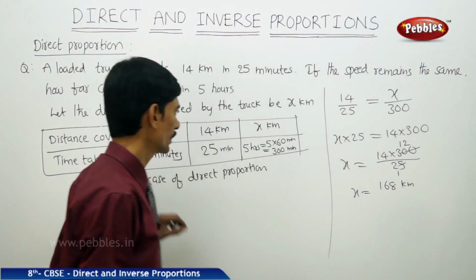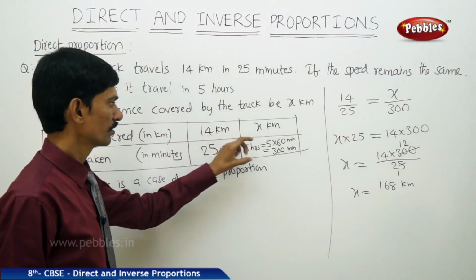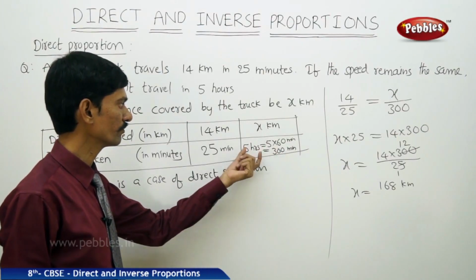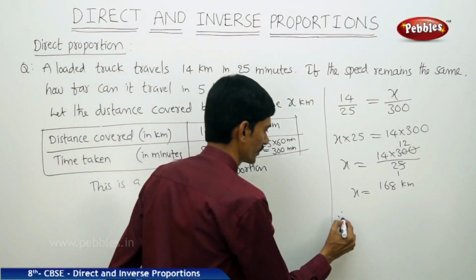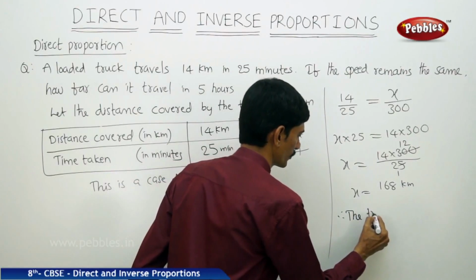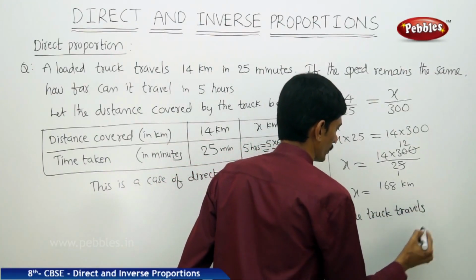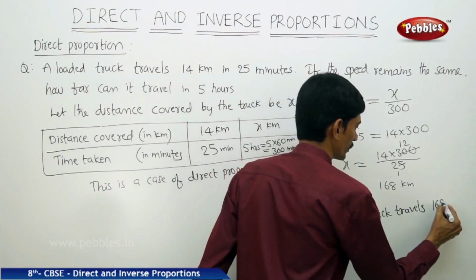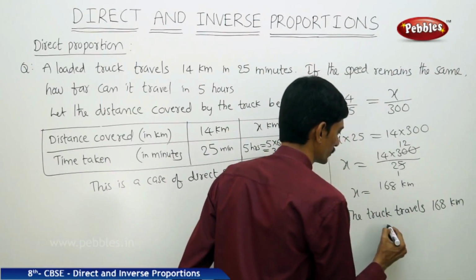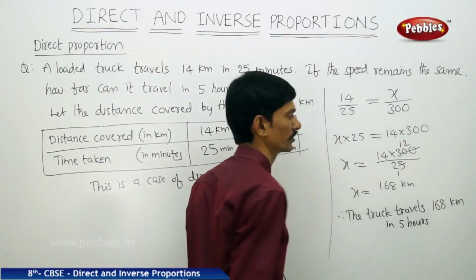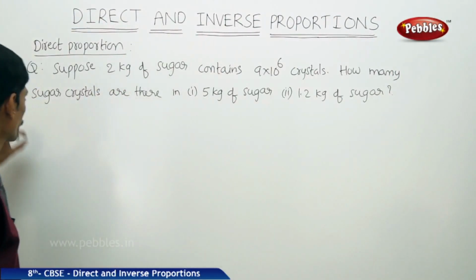Therefore the truck travels 168 kilometers in 300 minutes, means in 5 hours. Therefore the truck travels 168 kilometers in 5 hours. Now let us solve the next problem.